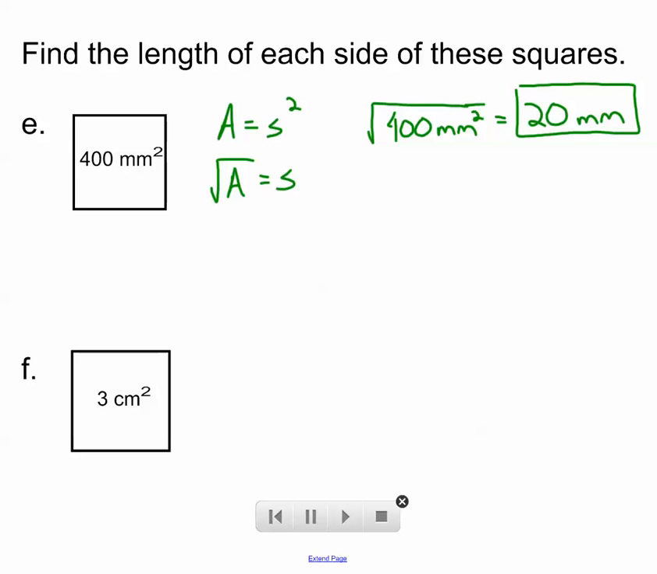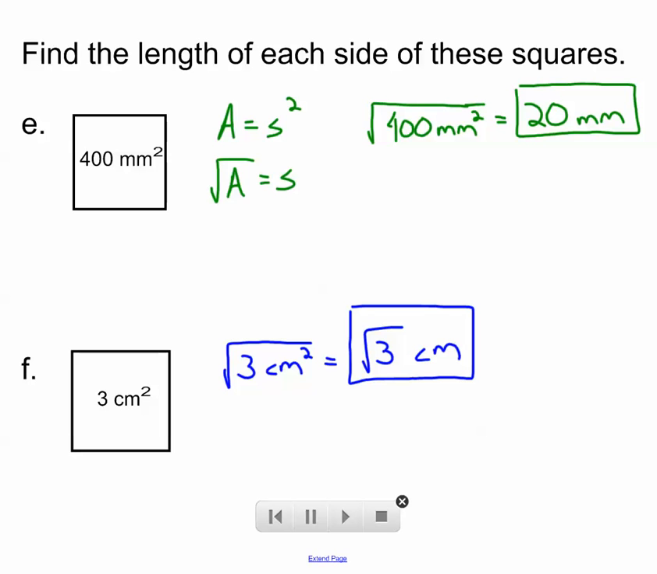Okay, and if we work it backwards and we plug the side length, 20 millimeters, into s squared, 20 millimeters times 20 millimeters would be 400 millimeters squared. Let's see if it works here again. All we have to do is take the square root of the area, and we've got our answer.